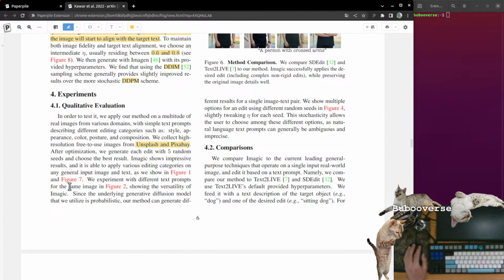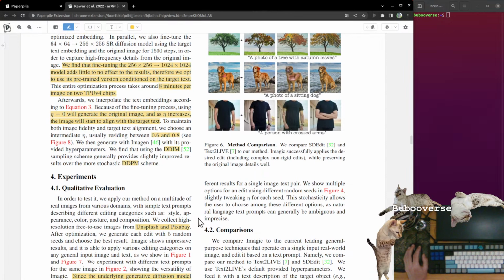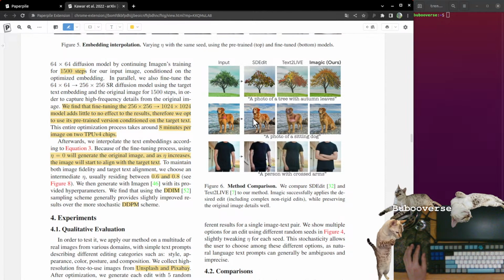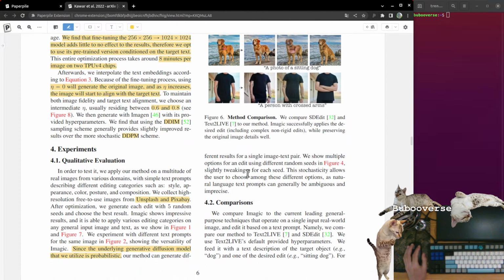Experiment with different text prompts for the same image and show the versatility. Since the underlying model is probabilistic, right, you can give it different noise, different random seeds, and tweak the interpolation, and you'll get different results, right? Stochasticity, randomness.